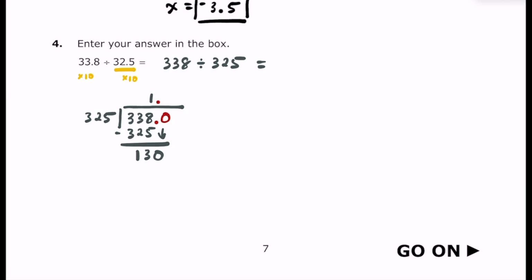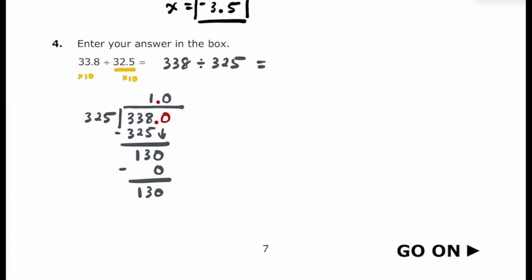Now, how many times will 325 fit into 130? It's not going to fit in a whole number of times. You're going to say it's going to fit in 0 times here. Now just multiply as we normally do. 0 times 325, that is going to be 0. We're going to subtract, and we still have 130.